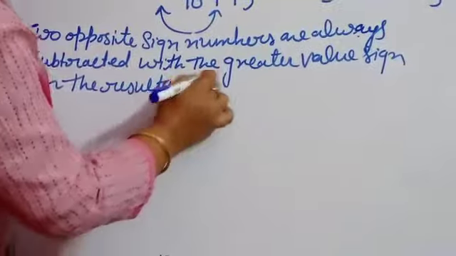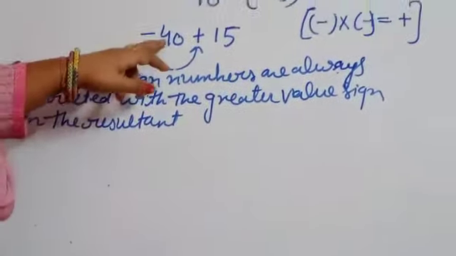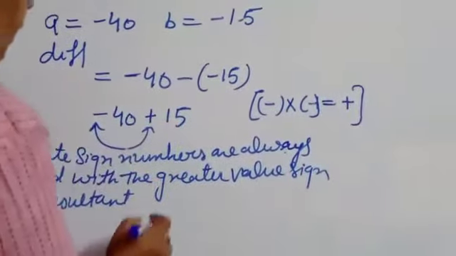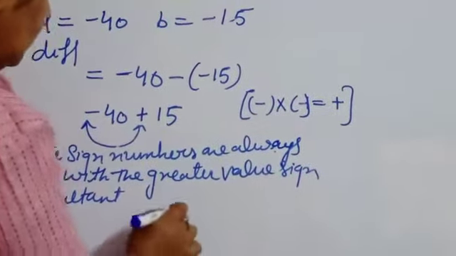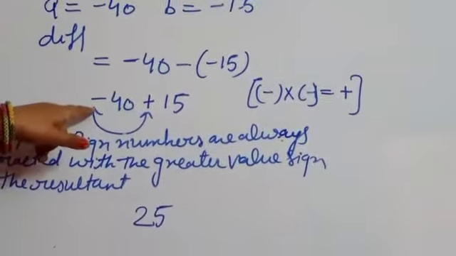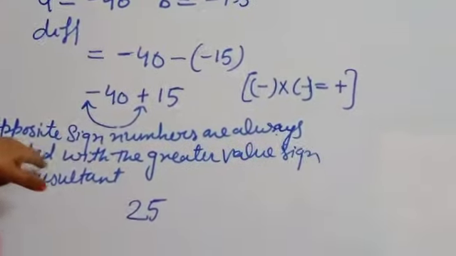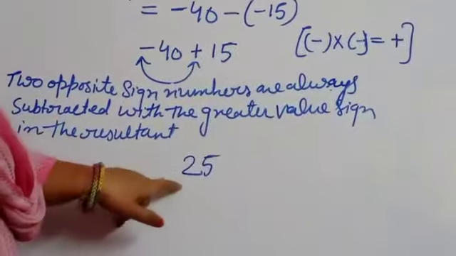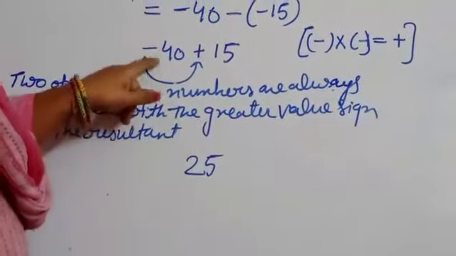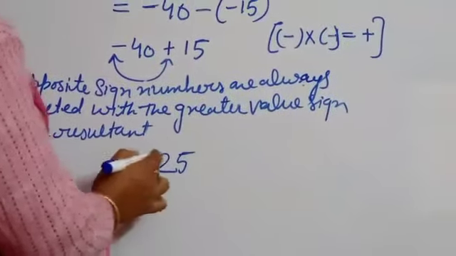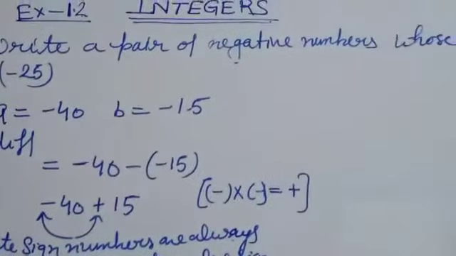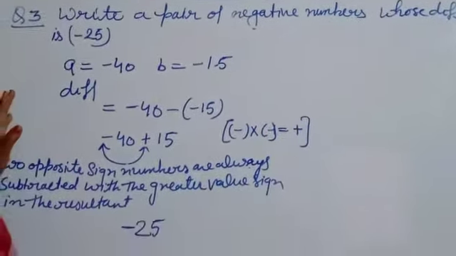Subtract 40 minus 15, what will it be? 25 will come. And what have we written? Subtracted with the greater value sign in the resultant. The resultant is 25, and the greater number has what sign? Minus. So minus 25. Okay, in this way you can search for other pairs of answers.